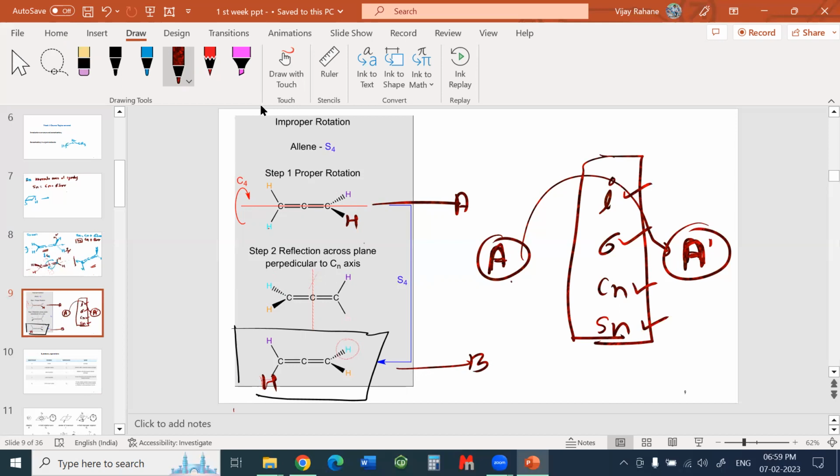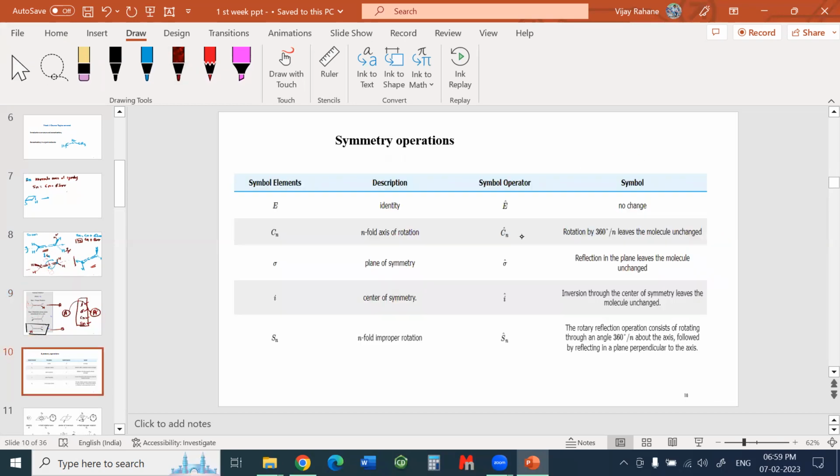So these are the four elements of symmetry, and there are some symmetry operations, like I have listed here. The first operation is E. It is described as the identity operation, and its symbol is E, right? Identity operation means that after performing this operation, the molecule is exactly the same, identical. We can say it is doing nothing with the molecule.